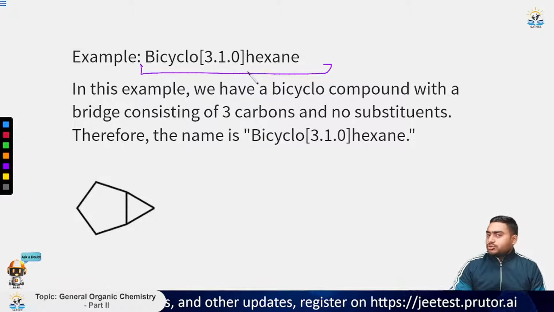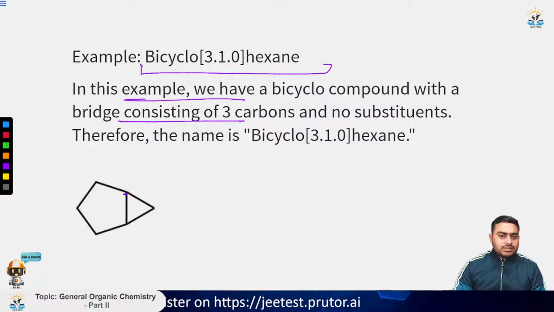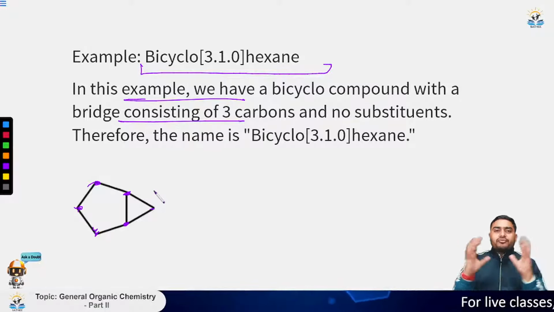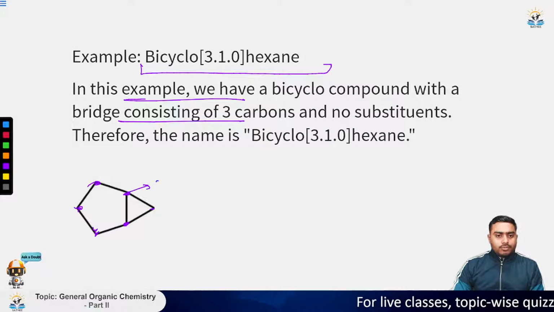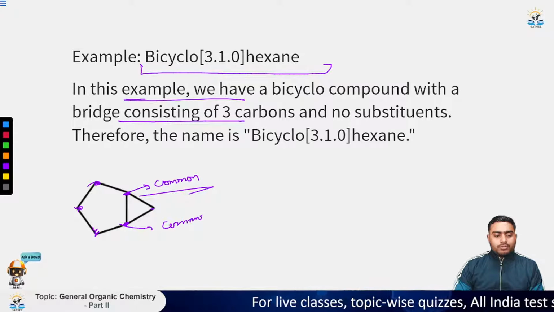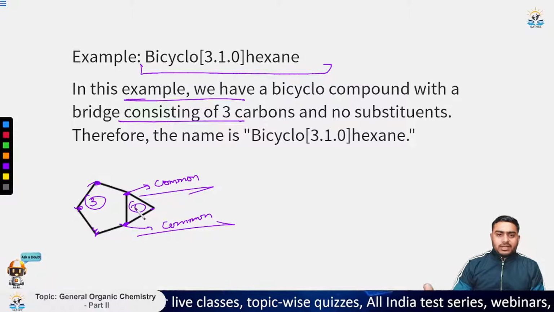You can see here in this example we have a bicyclo compound with a bridge. These are the bridgeheads. You can see 1, 2, 3 carbons are there, and actually 2 rings are there. One is a 5-membered ring, one is a 3-membered ring, and they are fused like this. So there are 2 common carbons. This is common between the 5- and 3-membered rings, and this one is also common. So the left one includes 3 carbons, the right one includes only 1, and the bridge has none.